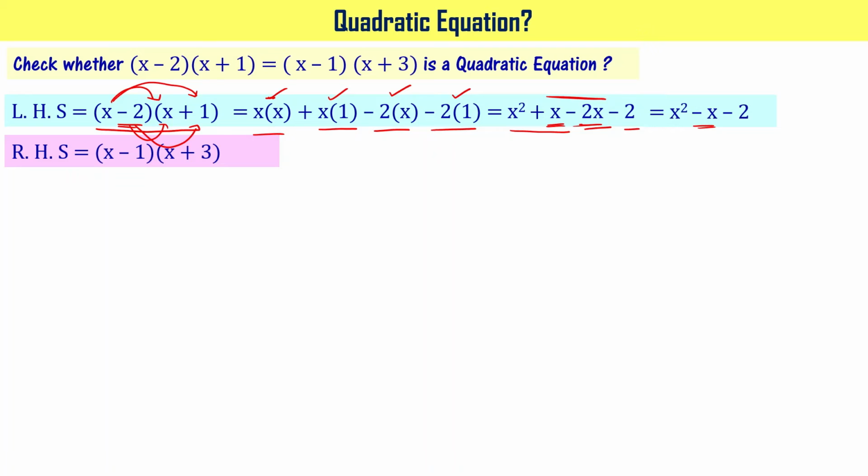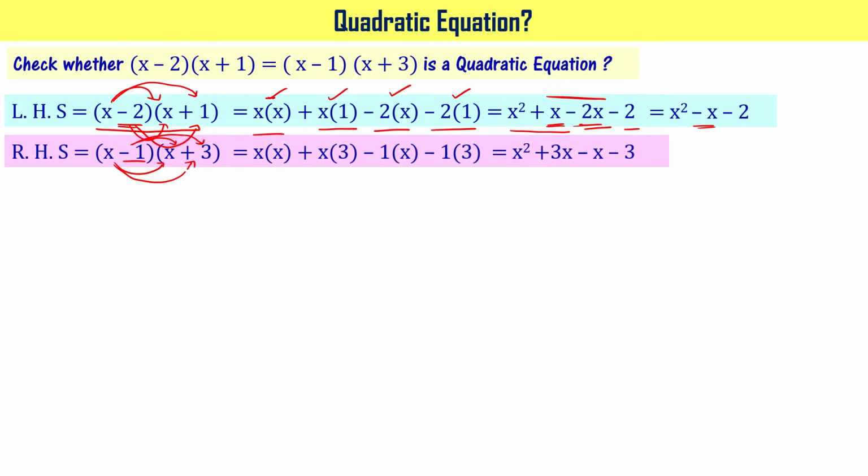RHS is x minus 1 times x plus 3, right? You multiply these two and you multiply these two, and you multiply minus 1 times x and then minus 1 times 3, right? When you do that, you can write it as x times x plus x times 3 minus 1 times x minus 1 times 3, right? So that is x square plus 3x minus x minus 3, right? You can simplify this further. 3x minus x is plus 2x. When you simplify it, the RHS is going to be x square plus 2x minus 3.